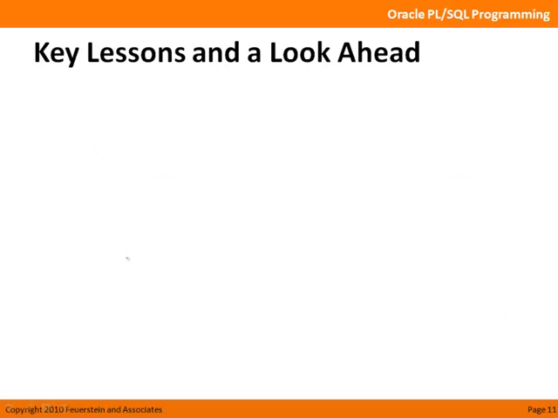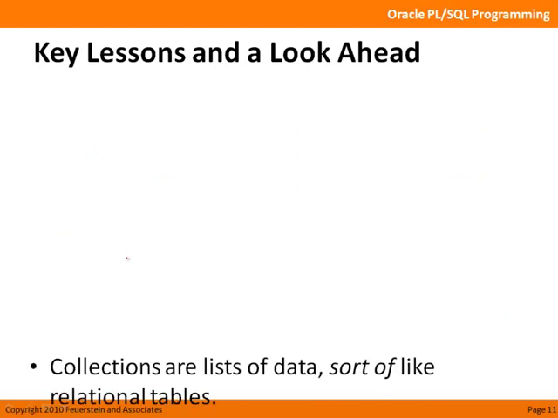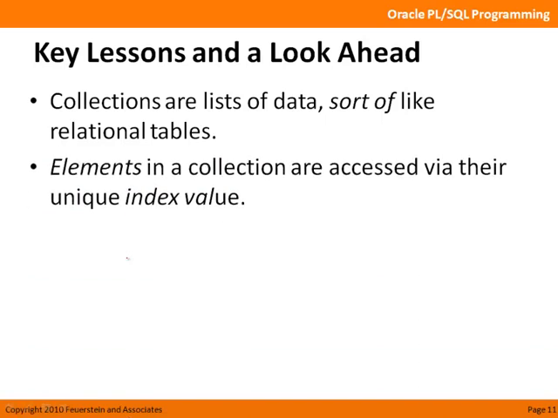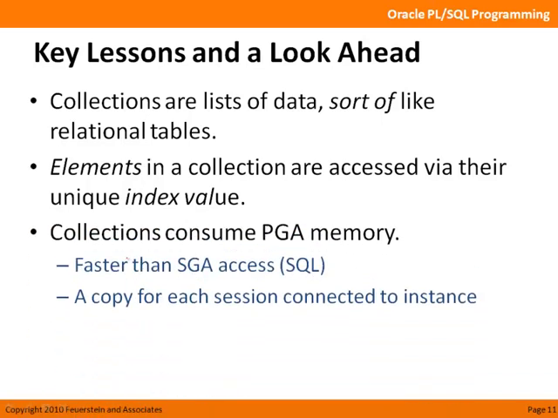So some key takeaways from this introduction and overview and a look ahead. Collections are lists of data, sort of like relational tables. They share a lot of the same properties, but they use PGA memory versus SGA memory. Elements in a collection are accessed via their unique index values. Collections consume PGA memory, which is faster than SGA access, but you have a copy for each session connected to the instance, which means that if you have 100 different users connected to the Oracle database all running your program, you have to multiply by 100 the amount of memory your application needs to function properly.